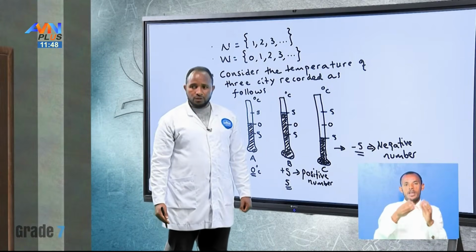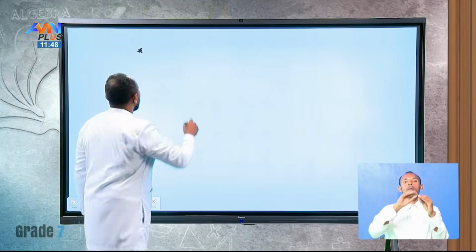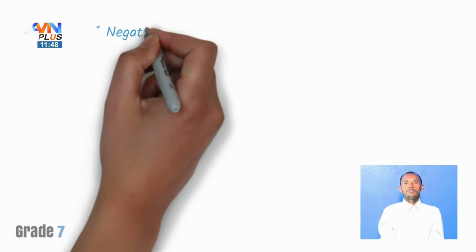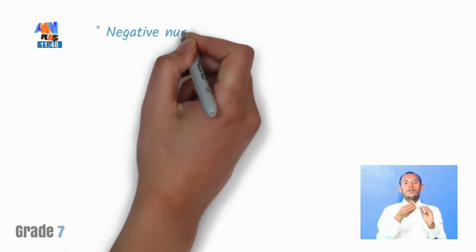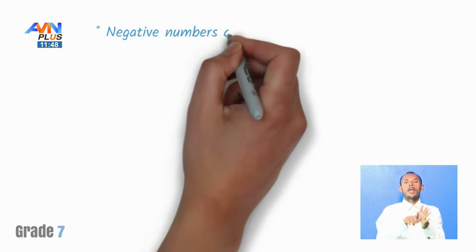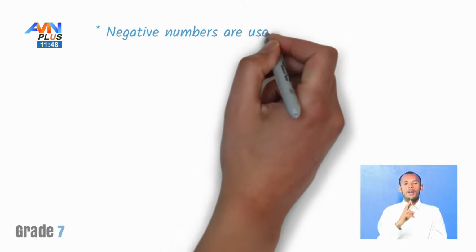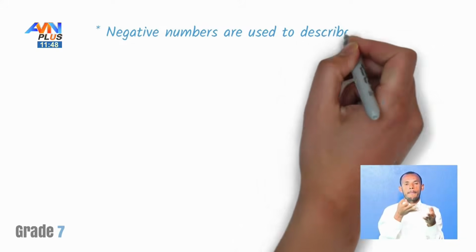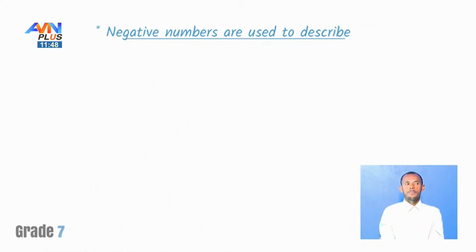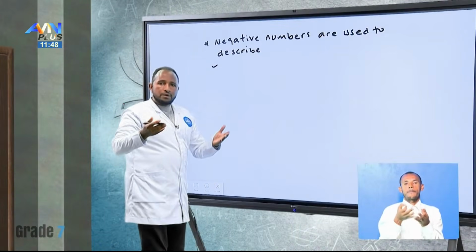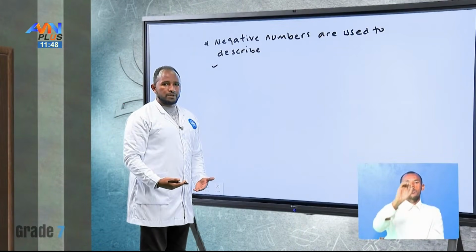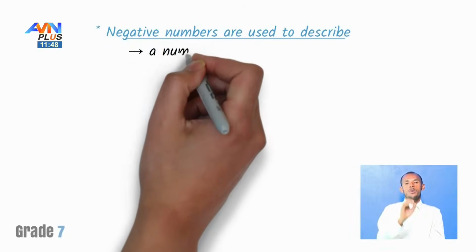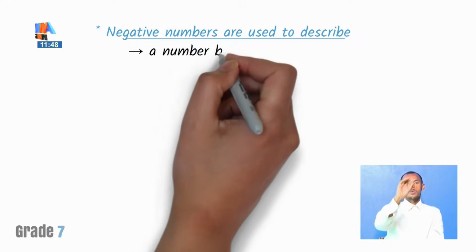So now let's continue. Negative numbers are used to describe a number below zero.